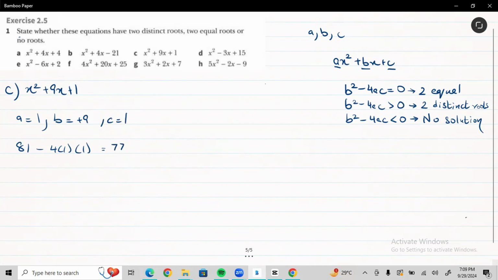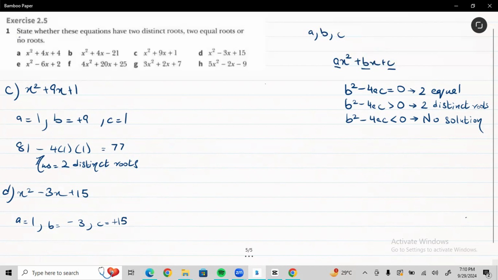And 77, as we know, is a value which is greater than 0. So whenever we get a value which is greater than 0, we are going to get our answer as two distinct roots. And that's it. Okay, for part D, we have x squared minus 3x plus 15. So it's going to give me a equal to 1, b equal to -3, and c equal to positive 15.